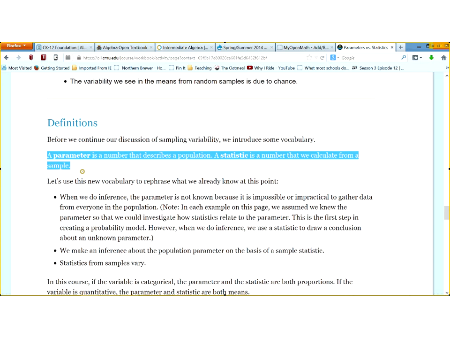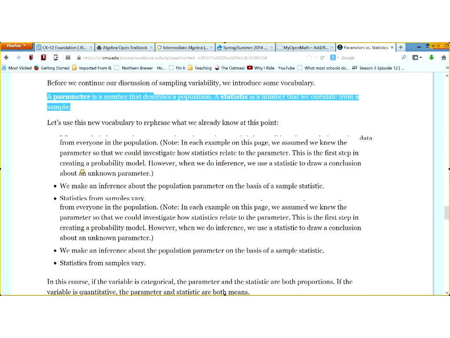And a parameter is a fixed value, at least at a certain point in time. In other words, at this moment, there is a certain percentage of American adults that support the death penalty. But sample statistics can vary because they come from samples. Depending on which 1,000 people you ask, you're going to get a different percentage who say that they support the death penalty. So parameters are fixed in value, and statistics are variable.